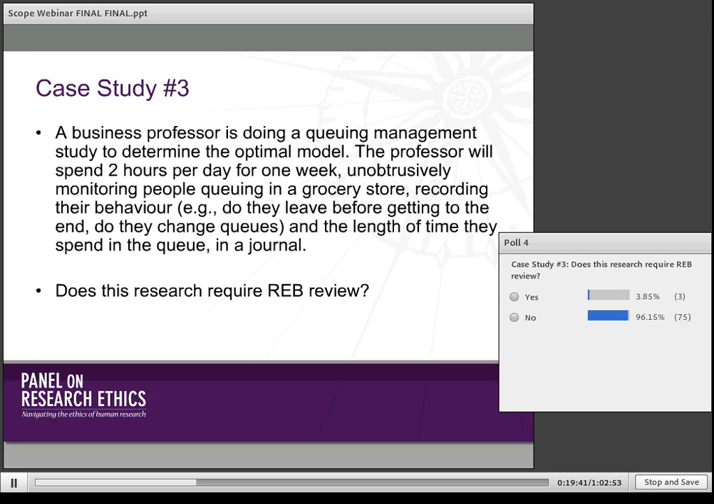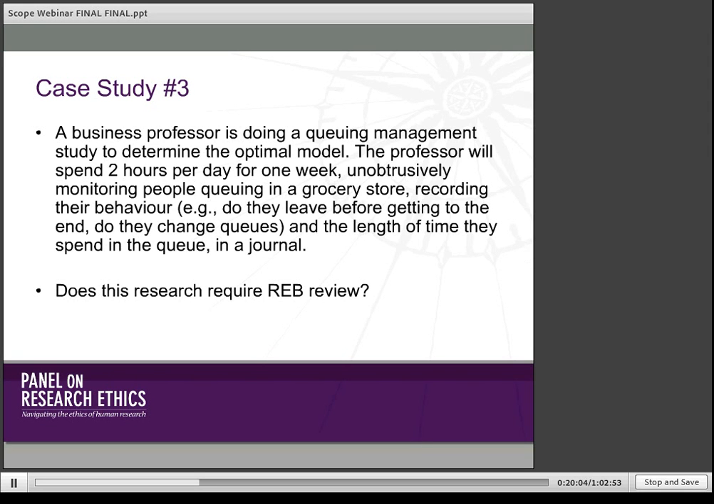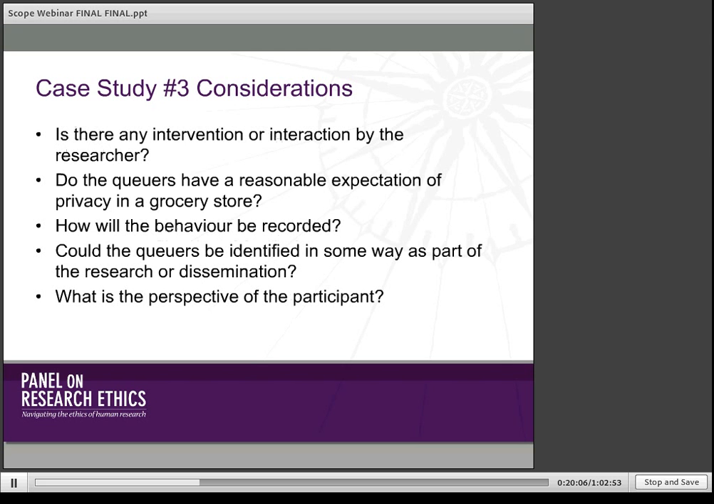So the vast majority of webinar attendees believe that this is research that does not require REB review. About 97% believe this does not require REB review. Okay, I'm going to close the poll now. Thank you very much for participating. And I'm moving to the next slide, which is entitled Case Study Number 3 Considerations.